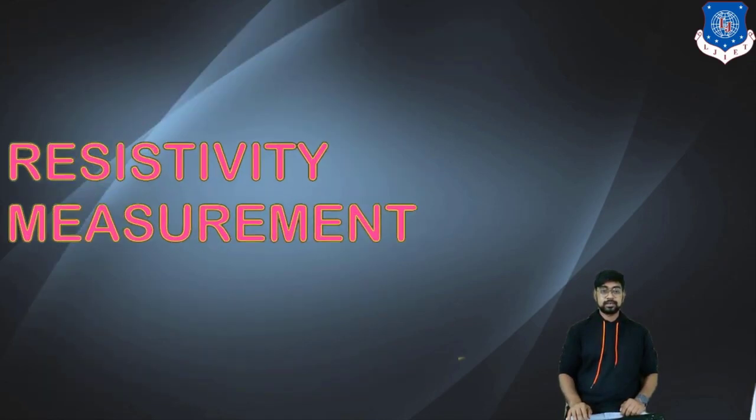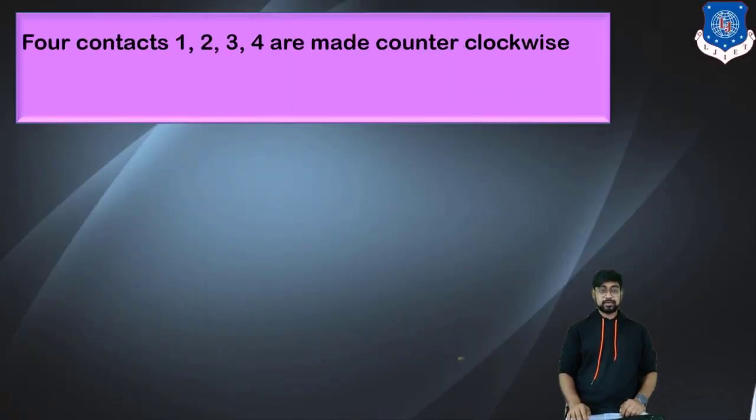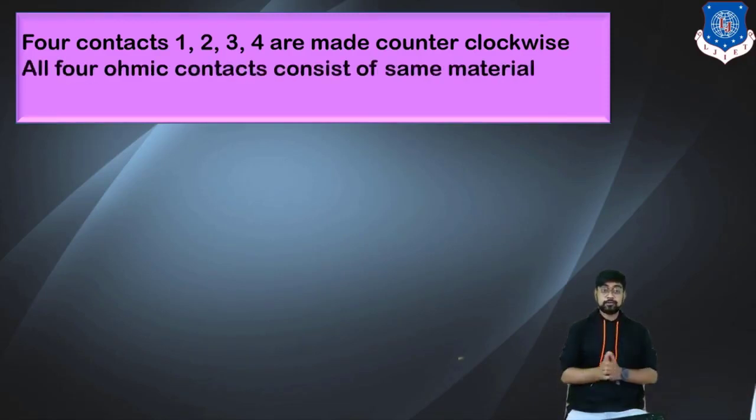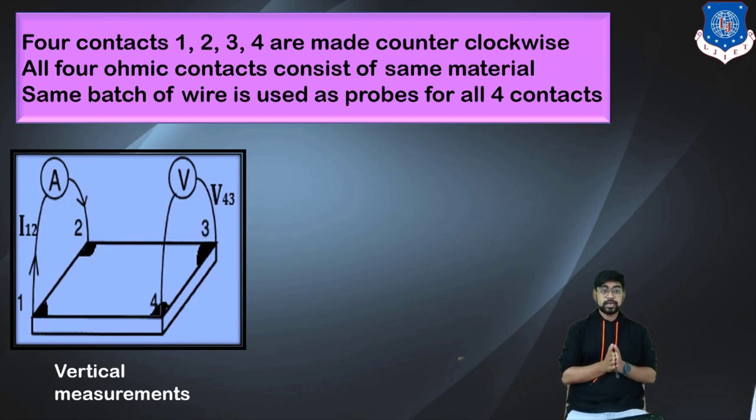So these parameters are to be kept in mind when we start with the Van der Pol measuring technique. First, we will go with the resistivity measurement. In resistivity measurement, four contacts are to be used, numbered 1, 2, 3, 4, in a counterclockwise arrangement. All four ohmic contacts consist of the same material. Lastly, the same batch of wire is used as a probe for all four contacts. So the internal resistance of the probe will not affect the result much if we keep these things in mind.